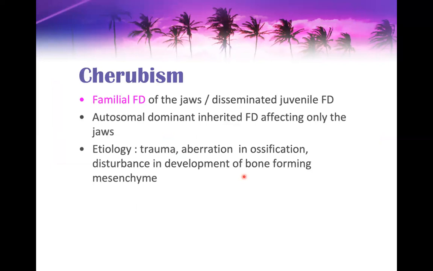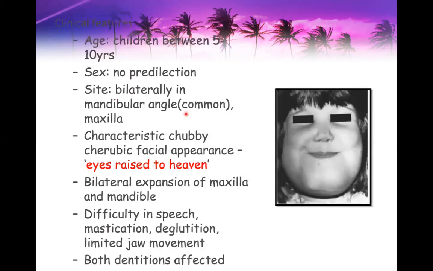Next is cherubism. It is a familial counterpart of fibrous dysplasia, autosomal dominant type, and the etiology is considered to be trauma. It occurs in small children between 5 to 10 years, no sex predilection. It can be seen bilaterally, commonly at the mandibular angle. Also, it can occur in the maxilla. When both mandible and maxilla are involved, it gives the child a typical cherubic appearance. When the maxilla is involved, the skin becomes taut, giving an eyes-raised-to-heaven appearance. All the functional activities are affected: speech, mastication, deglutition, and limited jaw movement.